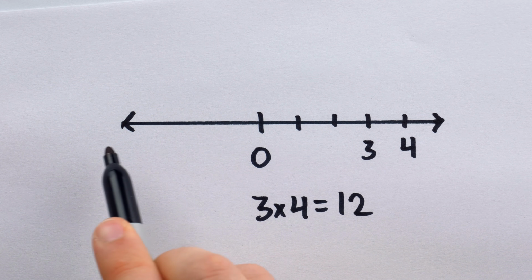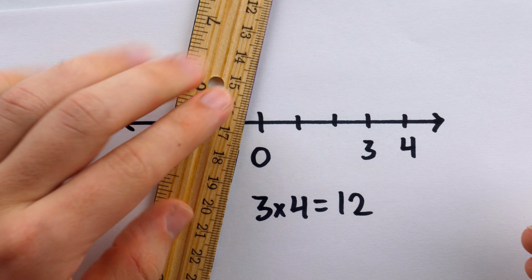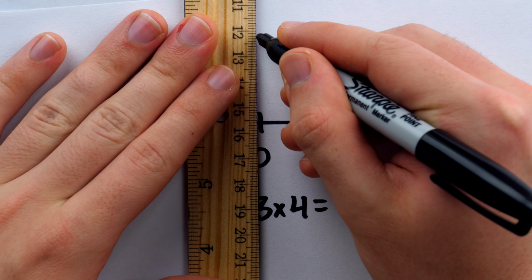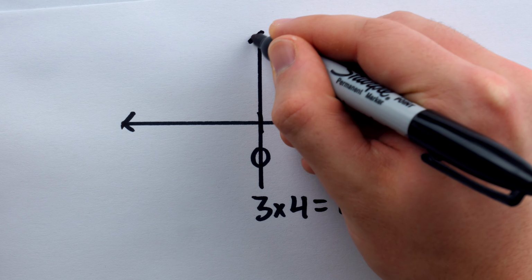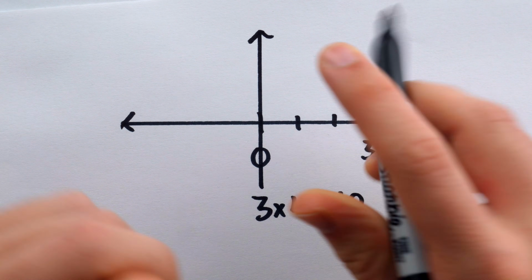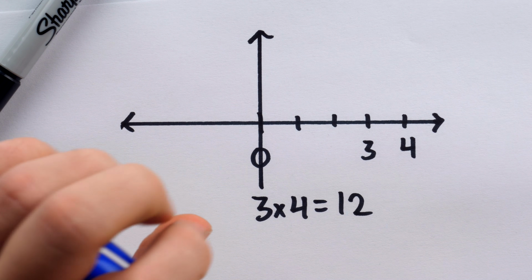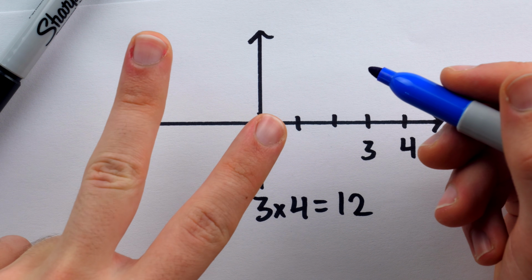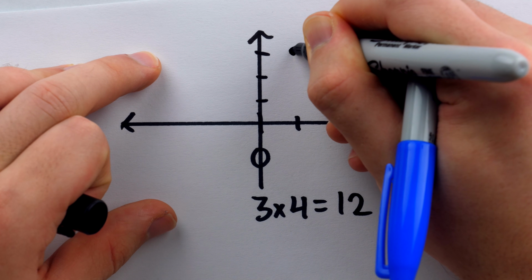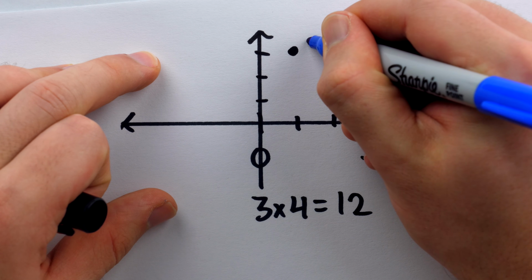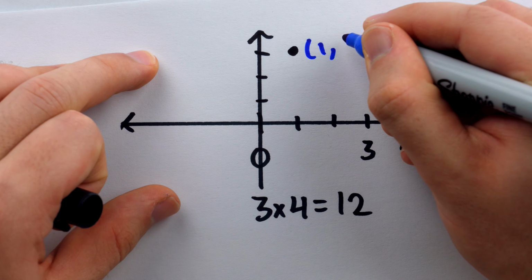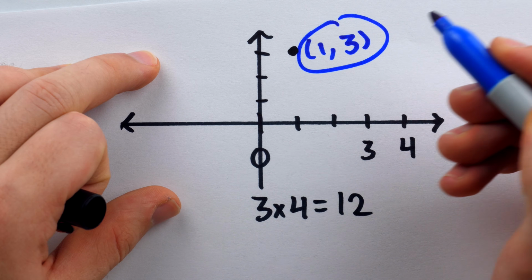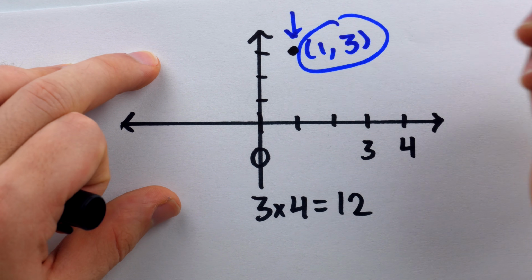4 plus 4 plus 4, it's 12. But what if instead of looking at one dimension, like a number line, we look at 2 dimensions? If we introduce a second number line passing through the original one, now we're looking at what's called the Cartesian plane. This is 2-dimensional space, and any point in this space can be identified by 2 numbers. For example, this point here can be identified by 1, its horizontal position, and 3, its vertical position. Together, these 2 numbers describe the position of this one point.